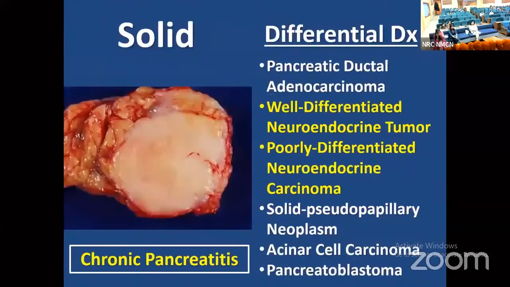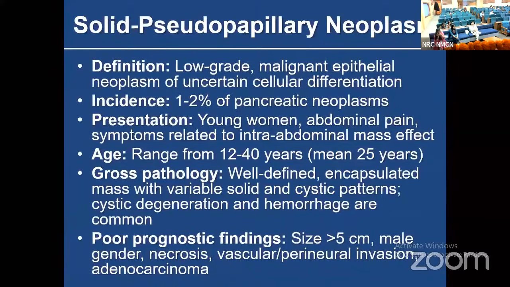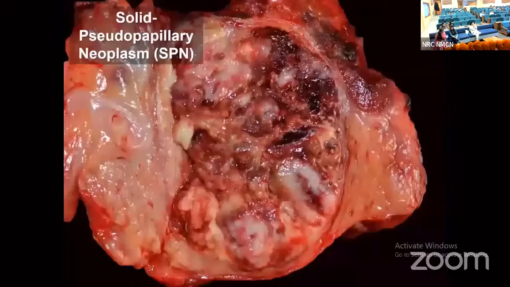Now, before returning to our clinical vignette, I would also like to briefly review the differential diagnosis for neuroendocrine neoplasms of the pancreas, therefore completing our list of solid lesions of the pancreas, except for adenocarcinoma. First, solid pseudopapillary neoplasms, which can be solid and or cystic. These are low-grade malignant epithelial neoplasms of unknown origin. They are rare and predominantly occur in young females with a mean age of 25 years.